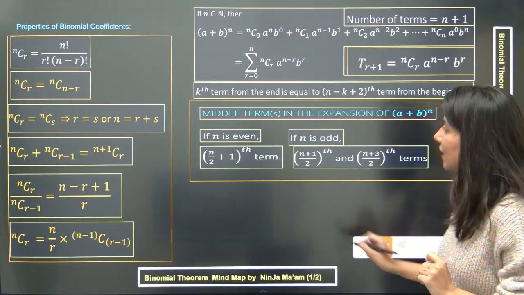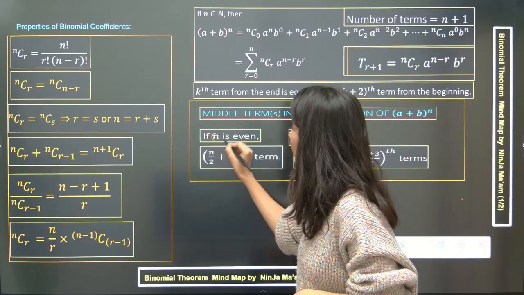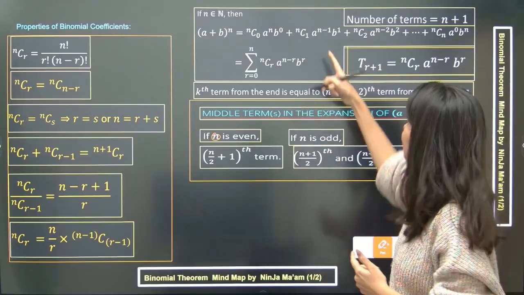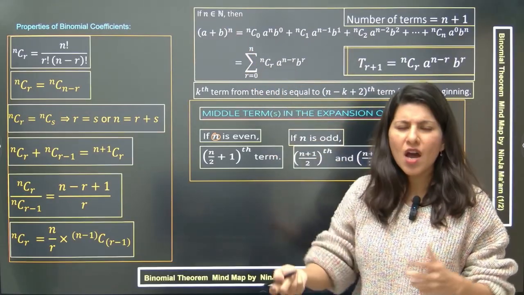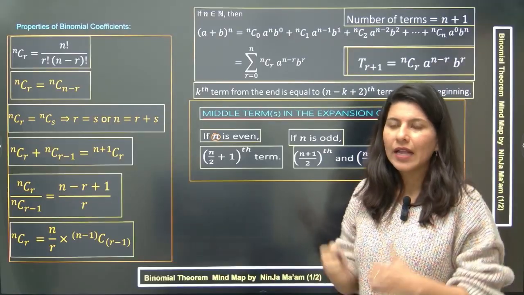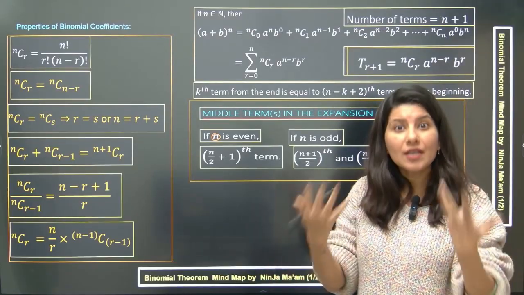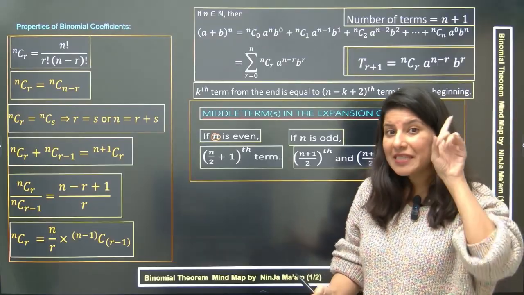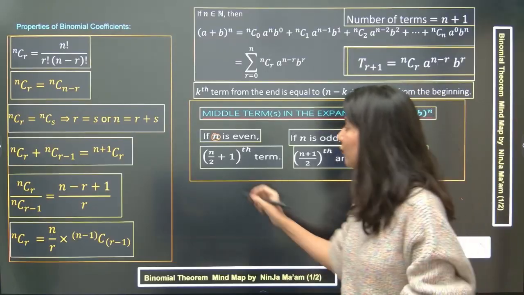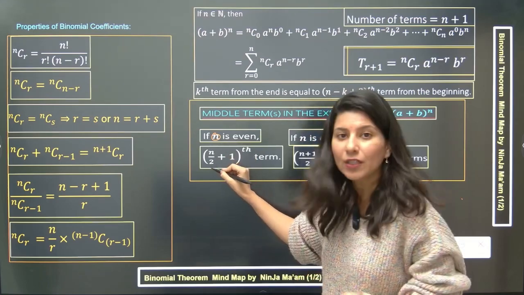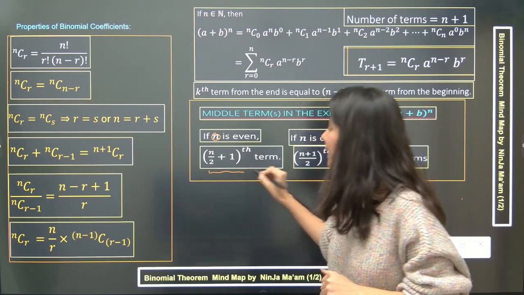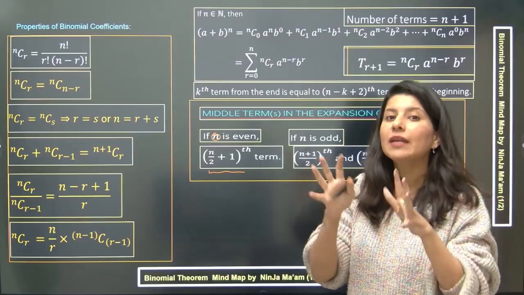Now understand. If n is even, in (a plus b) power n, how many terms will be there? n plus 1 terms. An odd number of terms will be there, so there will be a single middle term. And the formula is just, if n is even, divide by 2 and add 1 to it. You are going to get the only middle term.